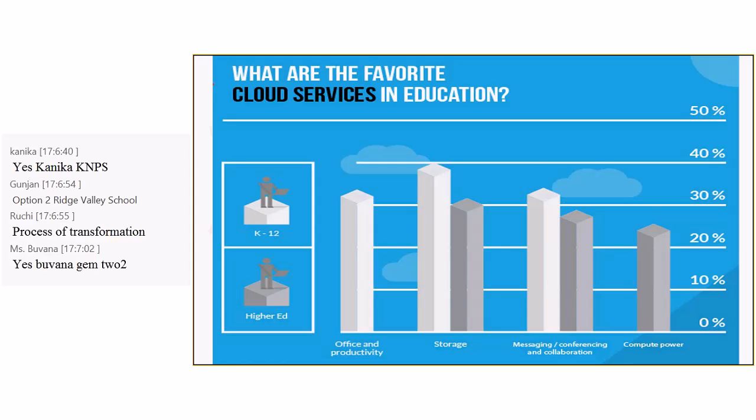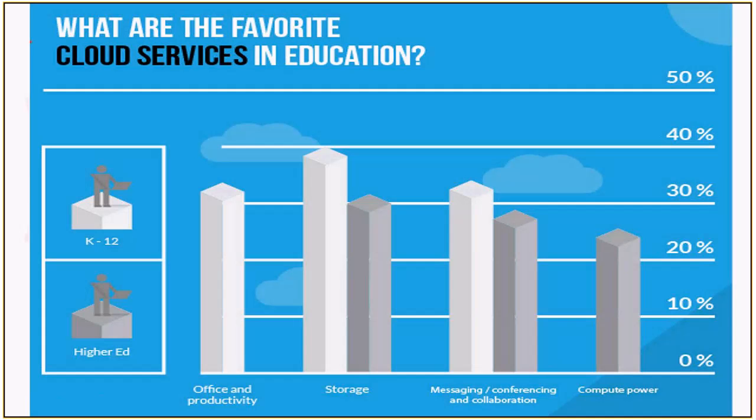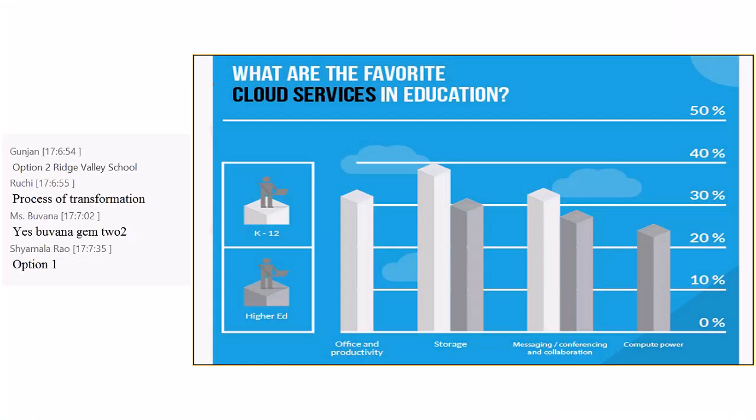So basically in the slide, it shows on a bar graph what are the favorite cloud services being used in education. If you can see on the slide, it shows the schools are using it maximum for storing data, then for messaging, conferencing and collaboration, and of course for office and productivity. So it's showing, for K to 12, what all people are using cloud computing for.